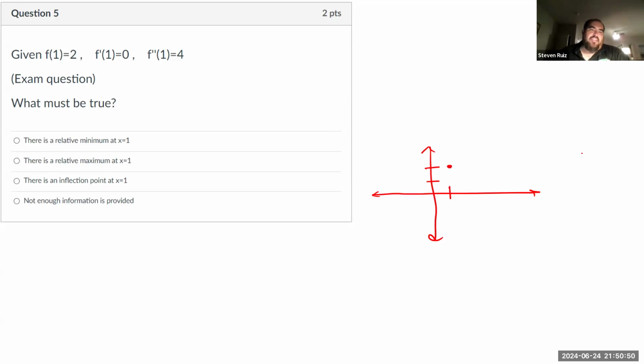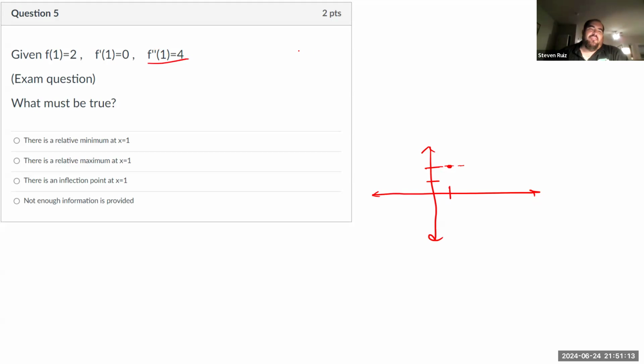F prime of 1 equals 0. What does that mean? So the instantaneous rate of change at that point is 0. So I'm going to have a horizontal tangent line at that point. So it's going to flatten out there, but I don't know how. So that's what the second derivative tells me.